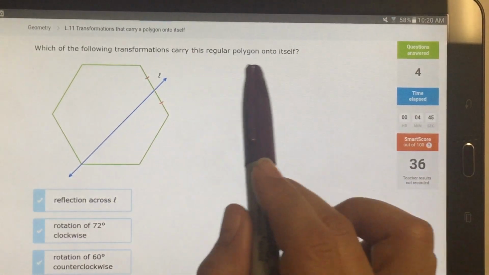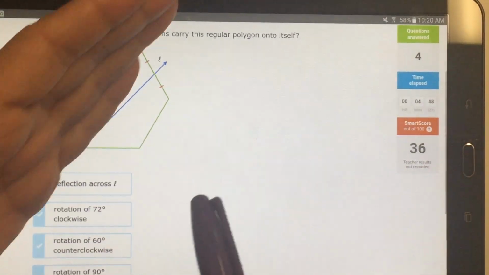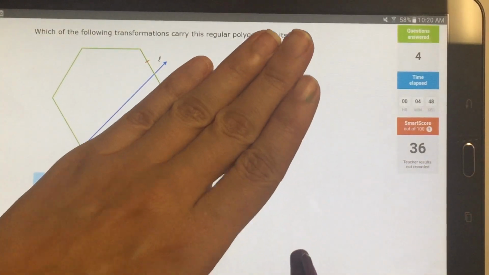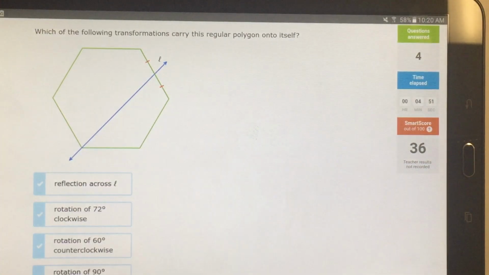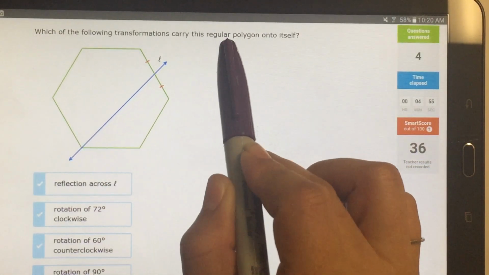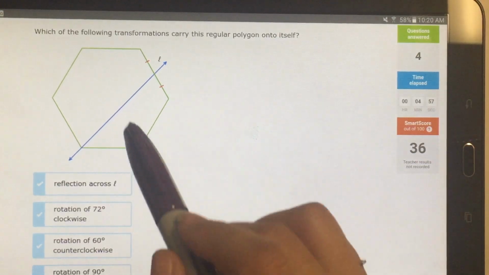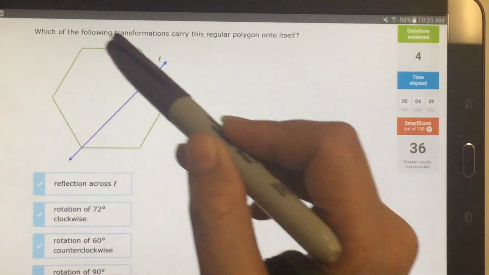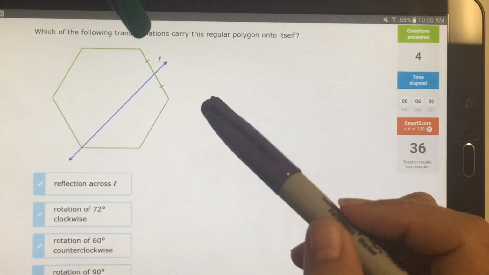Which of the following transformations carry this regular polygon onto itself? So let's look at this line again. If I take this side and fold it, does it fold into place? No, it does not. So it's not a reflection. And because it's a regular polygon, the number of lines of symmetry is the exact number of sides the shape has. So let's count how many sides it has.